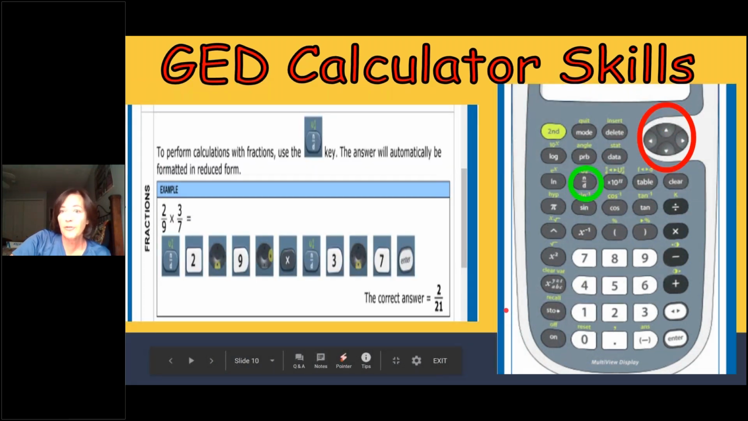Fractions, multiplying fractions. You can see you've got the fraction button that you can use. Not in yellow, it's the first function. You'll have to use those advanced keys.